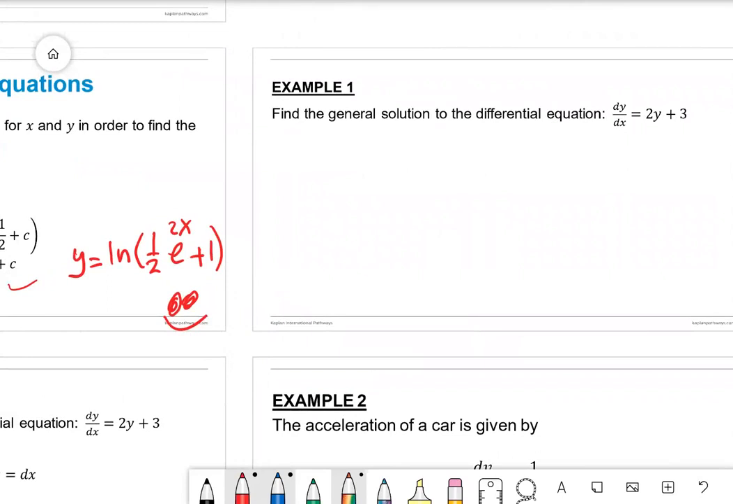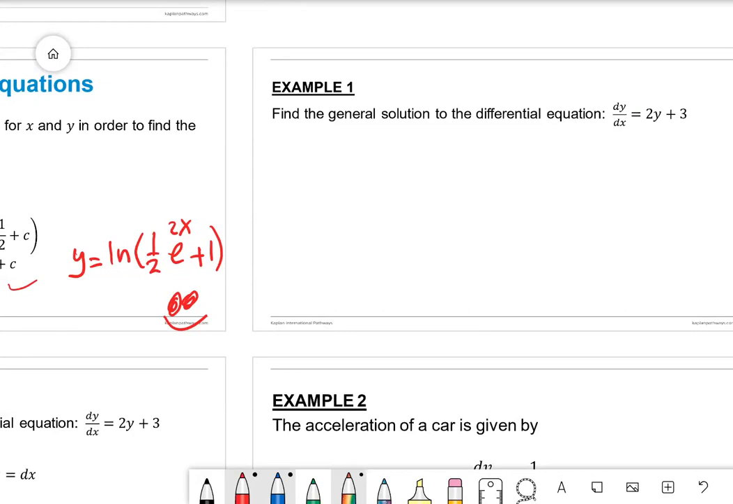Oh, that's great. Okay. Find the general solution to the differential equation dy over dx equals 2y plus 3. Okay, so find the general solution. At the moment, they didn't give us any value of x and y. If it's given, you will use it at the end of the question. So for now, just the general solution.